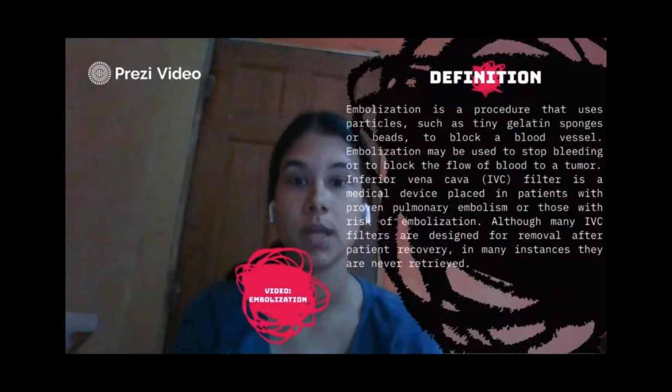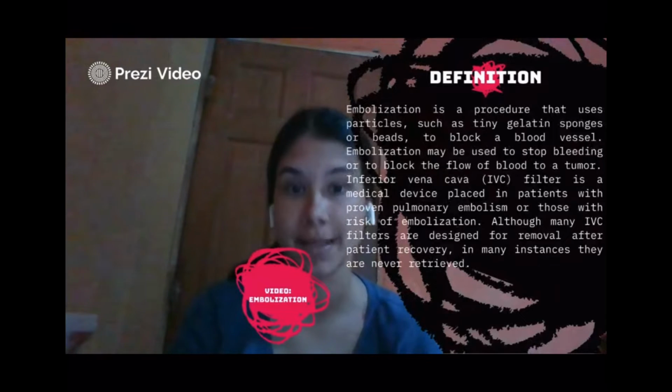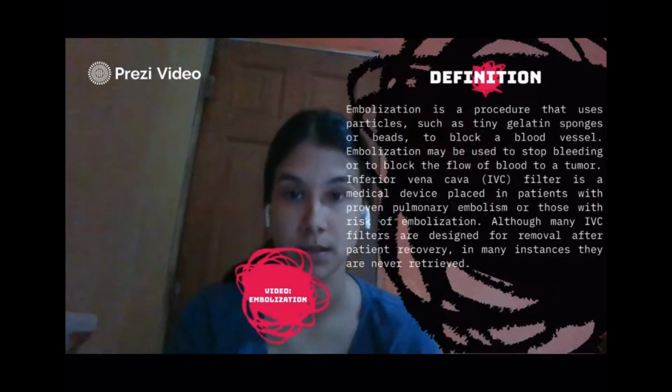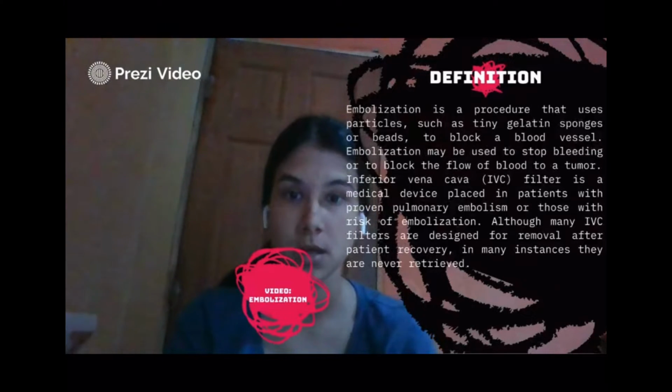Definition: embolization is a procedure that uses particles, such as tiny gelatin sponges or beads, to block a blood vessel. Embolization may be used to stop bleeding or to block the flow of blood to a tumor.